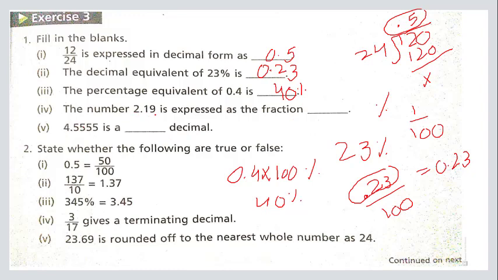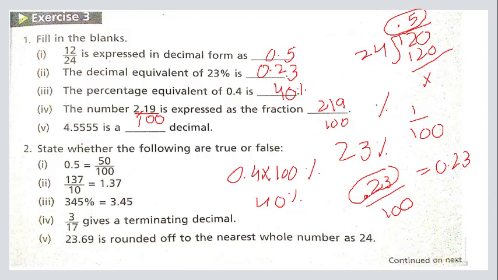Next one, the number 2.19 is expressed as the fraction. We should write this 2.19 in the form of a fraction. So how can we do that? Whenever you have been given any decimal number, you just need to first of all draw a line over here, and then in the place of this decimal you should write 1 below, and after this decimal point there are 2 digits, so you should write 2 zeros in the denominator. So the answer is 219 by 100.